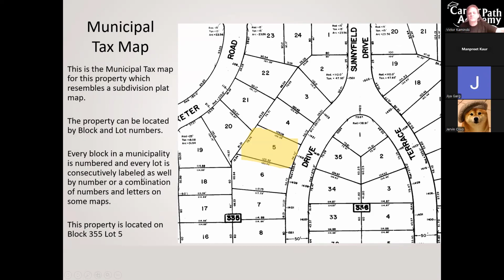Metes and bounds. Come on, guys, you paying attention here? Metes and bounds. Government survey, also known as a rectangular survey, or a plat map.